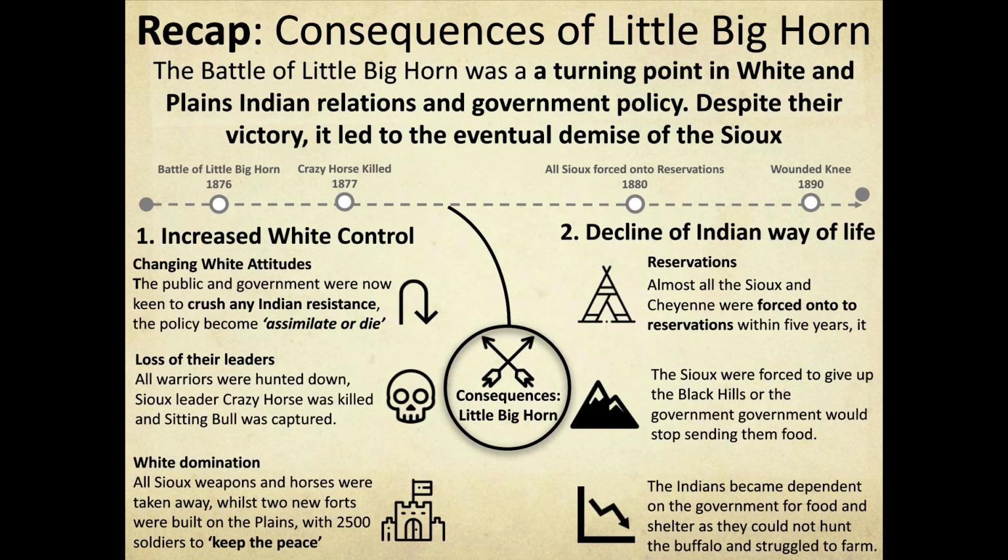A decline of the Indian way of life. Almost all Sioux and Cheyenne forced onto reservation. The Sioux were forced to give up the Black Hills or the government would stop sending them food. The Indians became dependent on the government for food and shelter. They couldn't hunt the buffalo anymore and they struggled to farm. So they have total control. There's your 2 consequences of Bighorn.